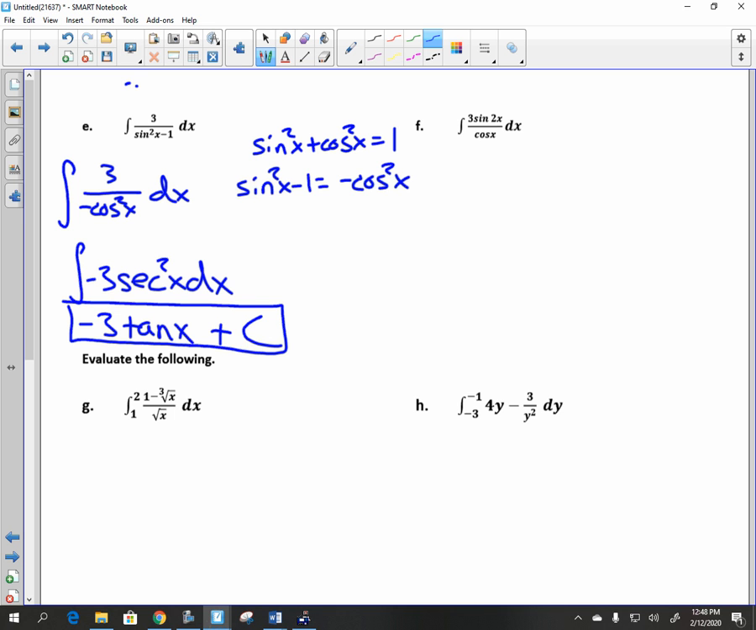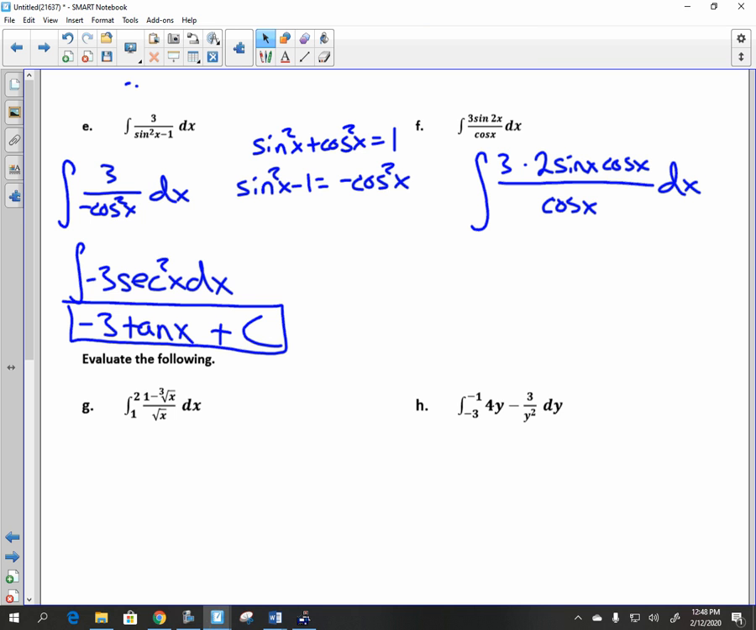I wish that there was something we could plug in for sine of 2x. It's 2 sine of x cosine of x. What happens? Cosines cancel, and I'm left with the integral of 6 sine of x dx. I wish I knew the antiderivative of 6 sine of x. What is it?